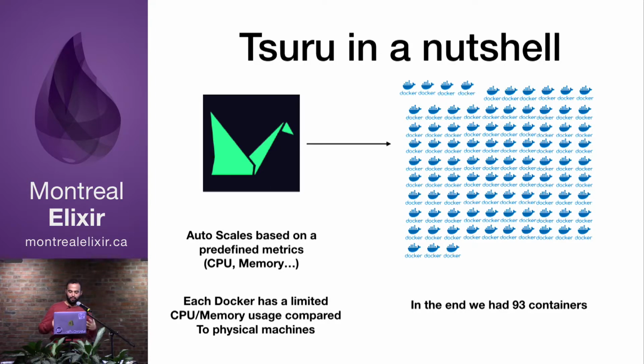But we were really confident with that solution because overall, we knew that Tsuru could scale more. Tsuru could scale to 2,000 containers if it was the case. Not 2,200, sorry, English.